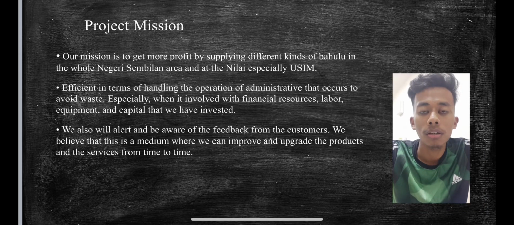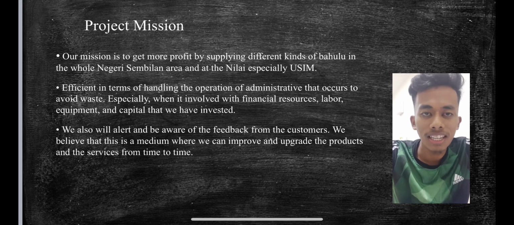Next is about the mission of the project. Our mission is to get more profit by supplying different kinds of Bahulu in the whole Negeri Sembilan area and Nilai. We also aim to be efficient in handling the administrative operations to avoid waste, especially when it involves financial resources, labor, equipment and capital that we have invested. We also will be alert and aware of the feedback from the customers. We believe that this is a medium where we can improve and upgrade the products and the services from time to time.